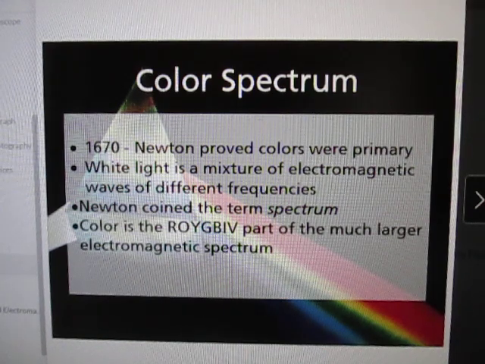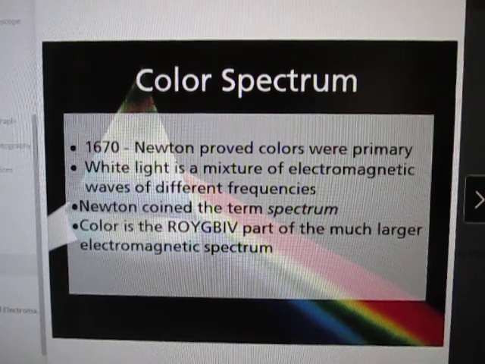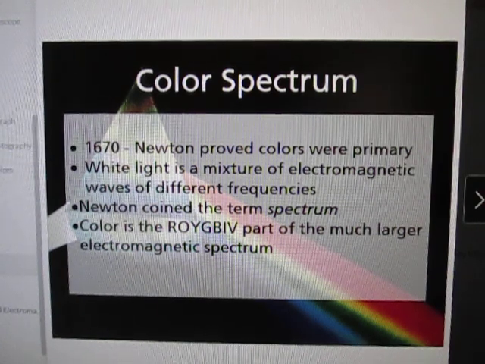of a particular color. The term spectrum, which we use to refer to the rainbow of visible light, was coined by Newton. So color is the Roy G. Biv part of a much larger electromagnetic spectrum. Roy G. Biv is a common acronym that is used to remember the colors of the rainbow or a glass prism. It stands for red, orange, yellow, green, blue, indigo, and violet.